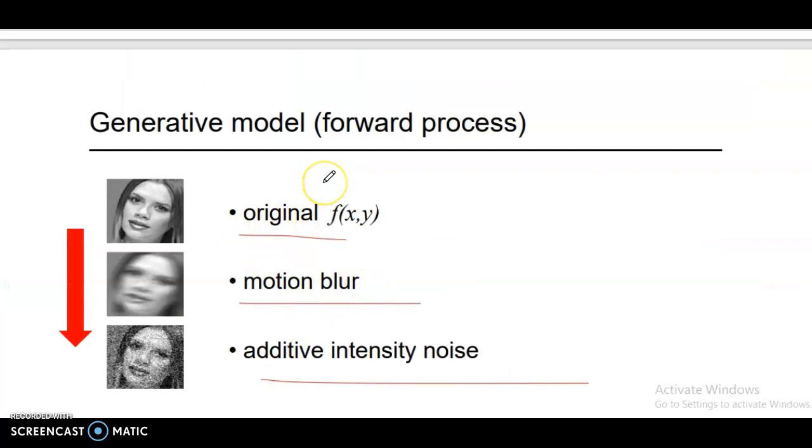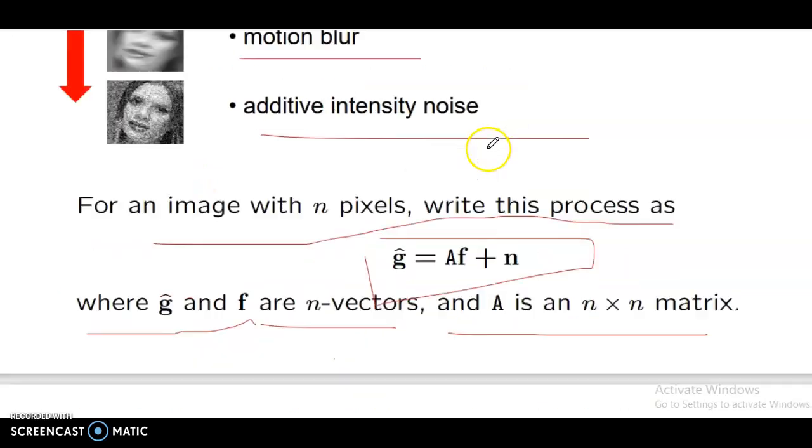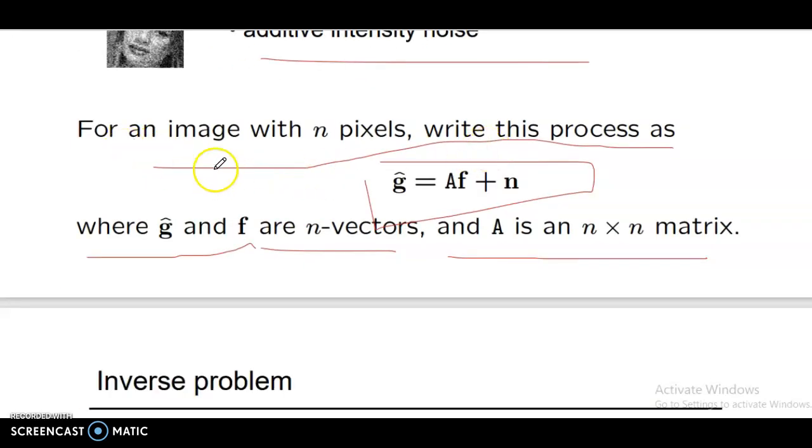So here in the generative model: original f of x, y, motion blur, additive intensity noise. Generative model, forward process. For an image with n pixels, write the process as g cap equal to A f plus n, where g cap and f are n vectors, and A is an n cross n matrix.